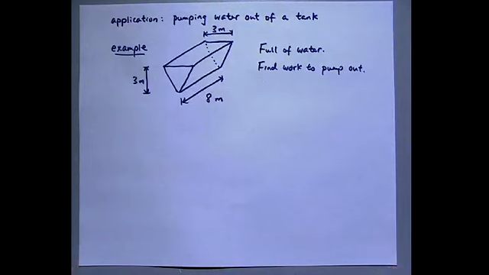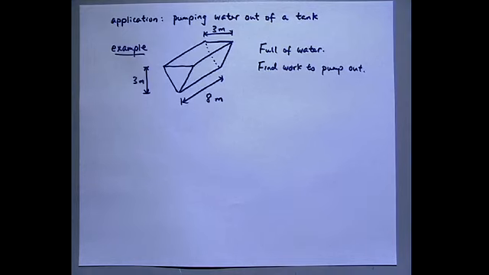Okay, so we're not going to worry about the actual mechanism. How do we do that? What kind of motor? Is there a spout somewhere? We're not going to worry about that. We're going to assume that we can magically move the water out, but we have to pay in terms of work. And that's what we want to calculate.